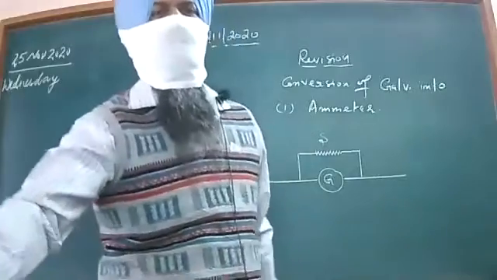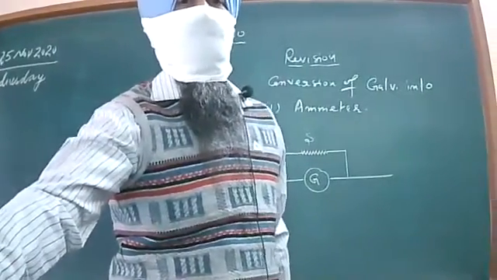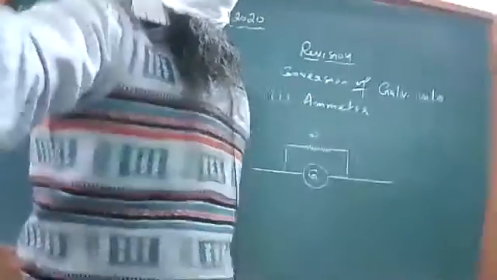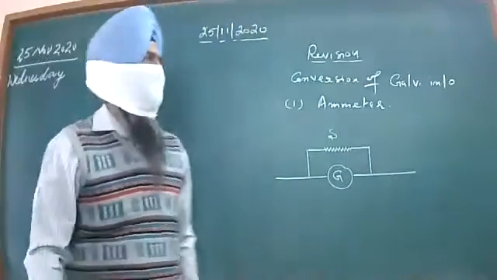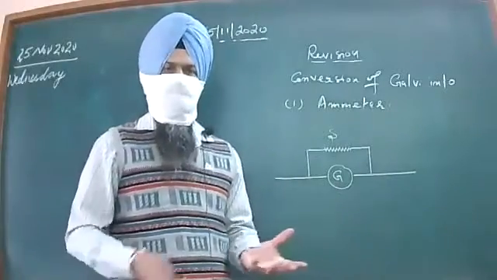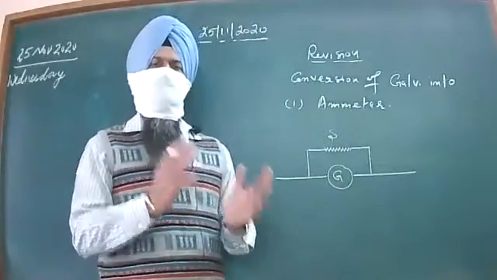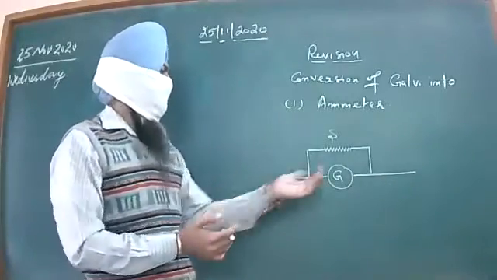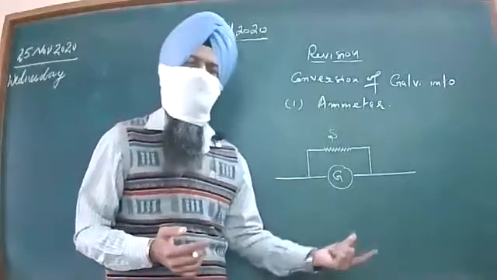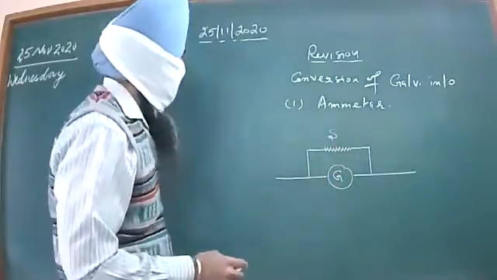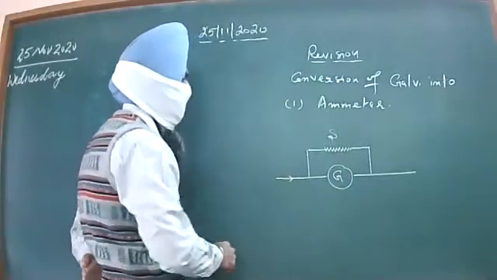Suppose we are in the laboratory. When you are working in the laboratory with some setup, you automatically come to know that the galvanometer has a resistance of the order of 100 ohm, 80 ohm, or at least more than 70 or 50 ohm. So in this manner, you can well conclude that the resistance of the galvanometer is high in comparison to this small shunt.